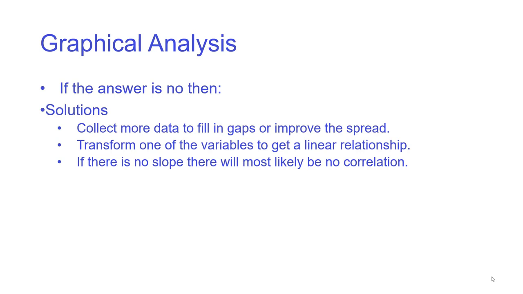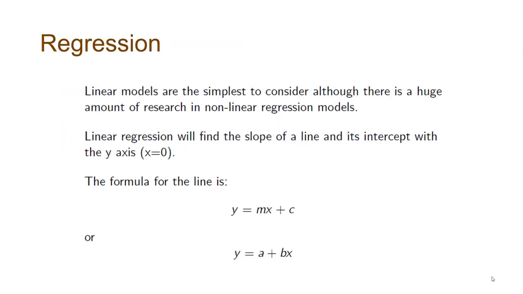If it's not linear, then think about transforming one of the variables to get a linear relationship. You've seen this already in Lineweaver-Burk plots, which transform a very non-linear Michaelis-Menten plot into a straight line. If there's no slope, or if it looks like it's horizontal, then there's probably no correlation and regression's not going to work. Now, regression works on a linear model idea. So linear models are the ones that we prefer to work with. Non-linear models are somewhat challenging.